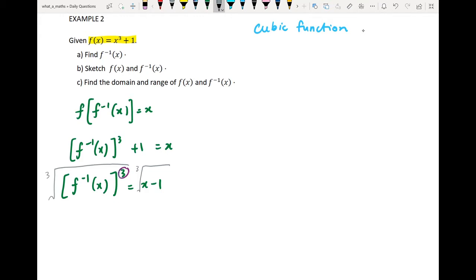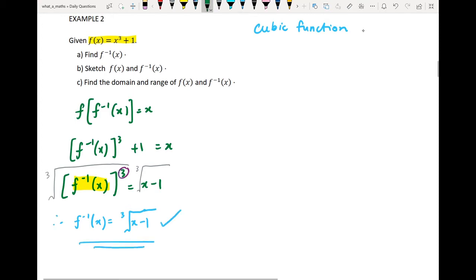Now at the left-hand side, I have the third root and also a cube, so this means that I'll get back the original function. So now I have f inverse of x equal to the third root of x minus 1. This is my inverse function. Now for part B, sketch f(x) and f inverse of x.